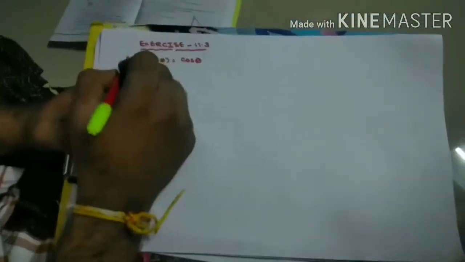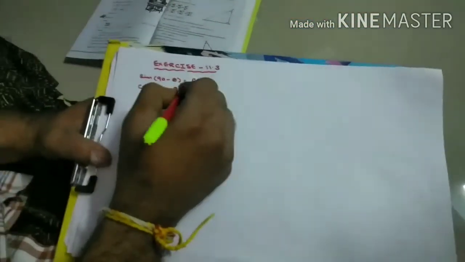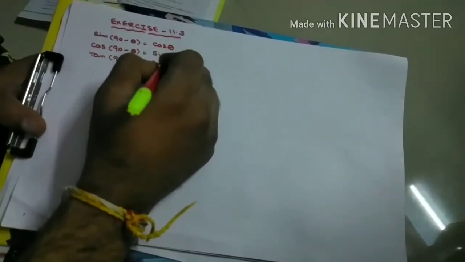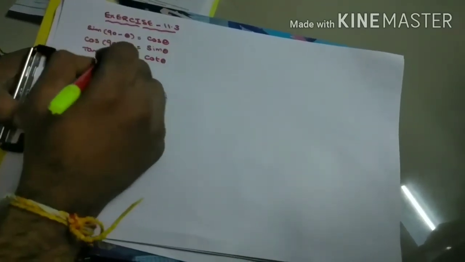Sine of 90 minus theta equals cos theta. Cos of 90 minus theta equals sin theta. Tan of 90 minus theta equals cot theta. Secant of 90 minus theta equals cosecant theta.